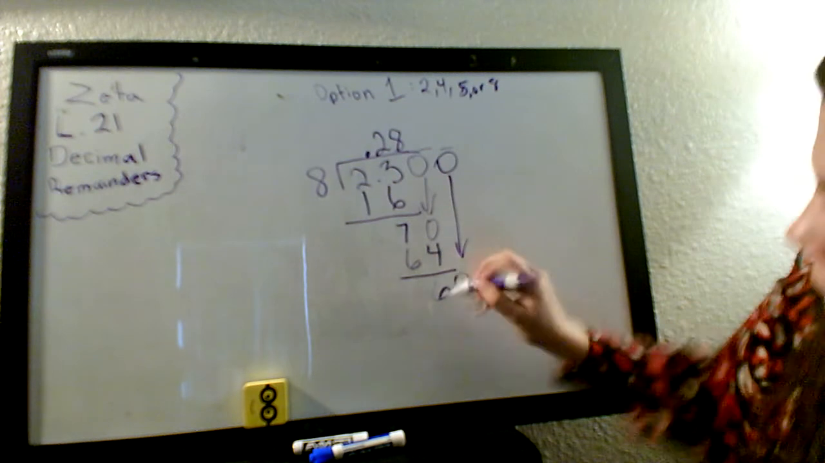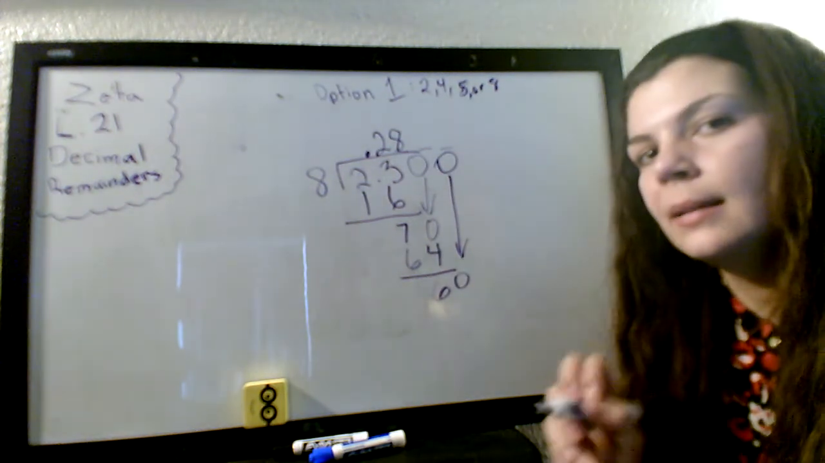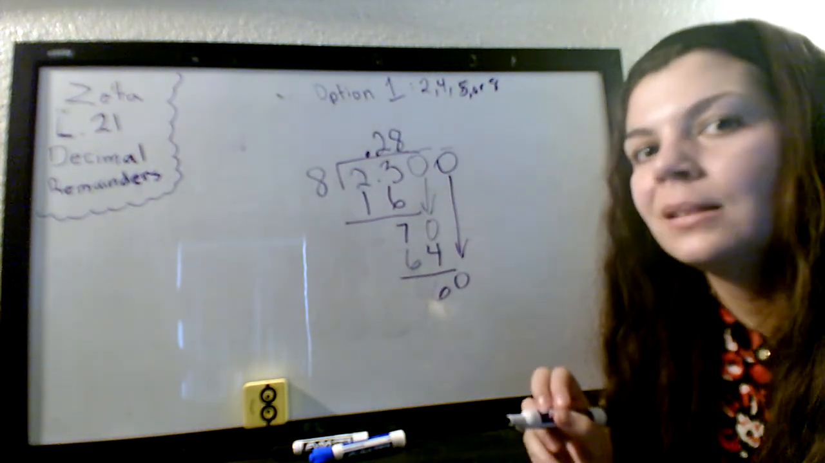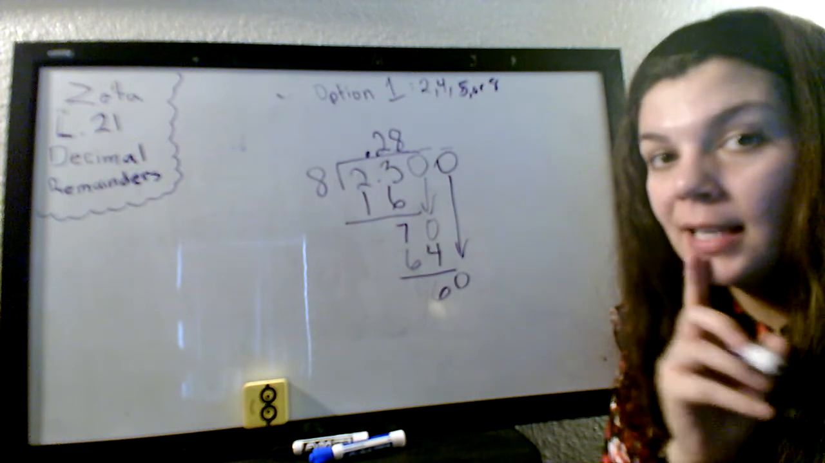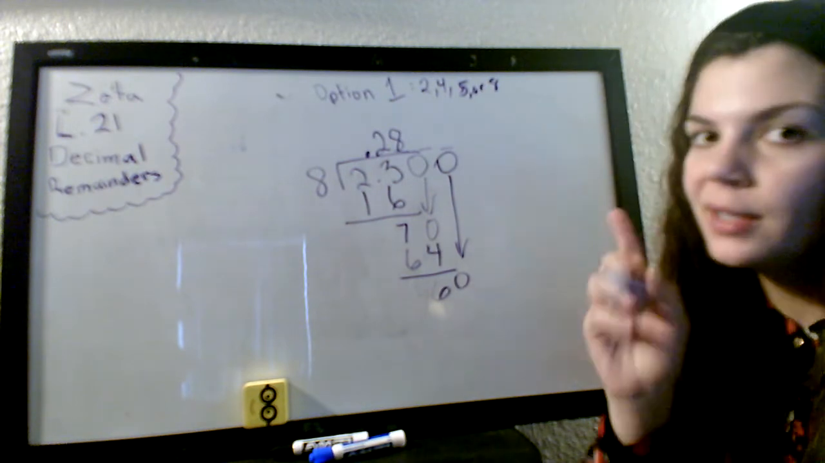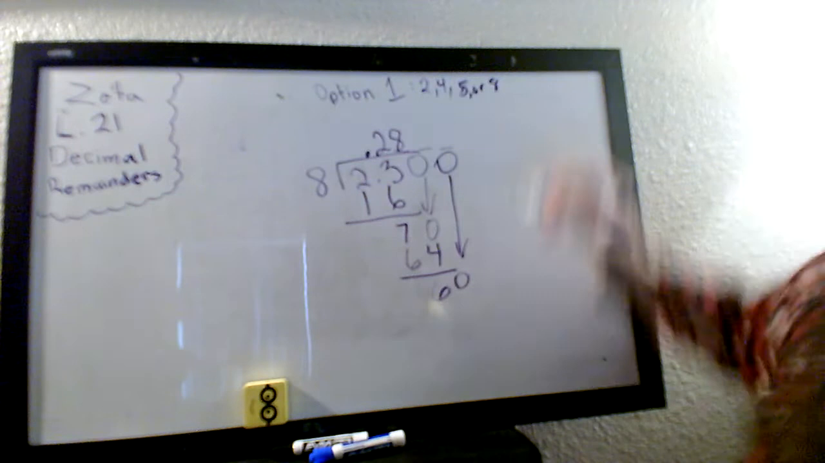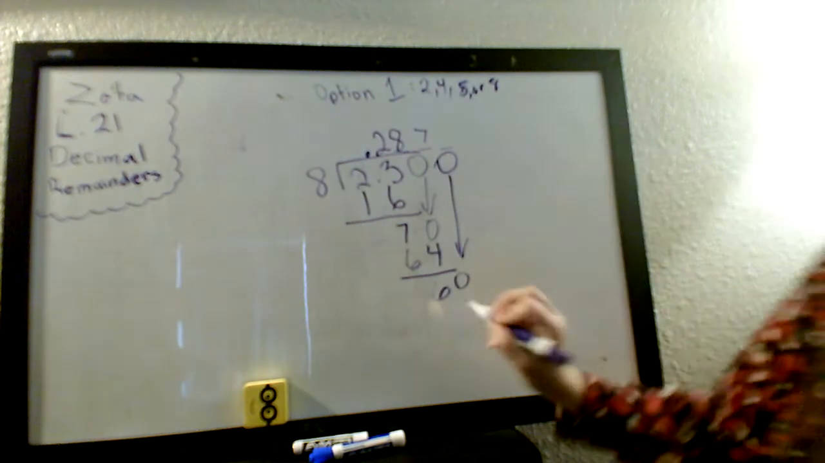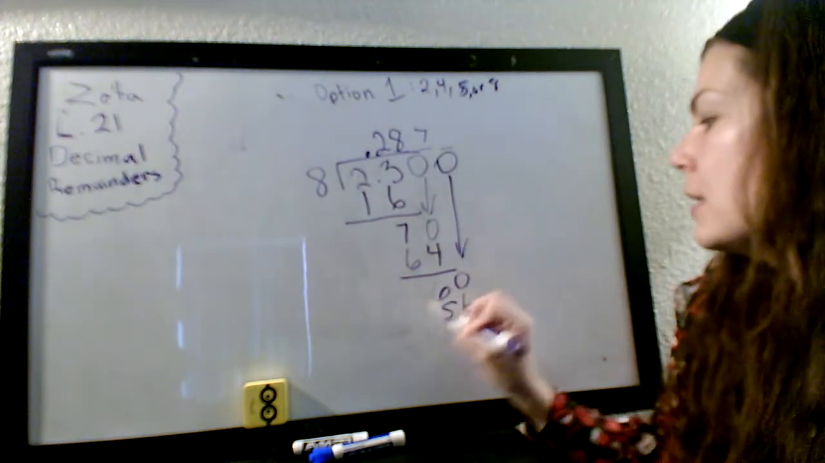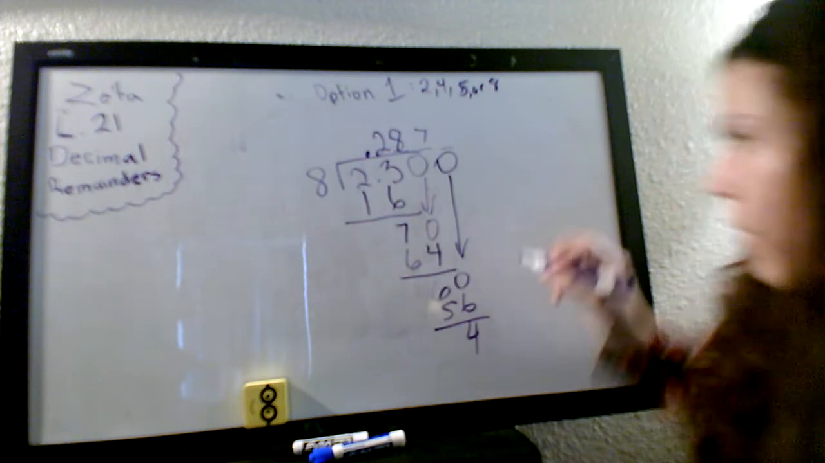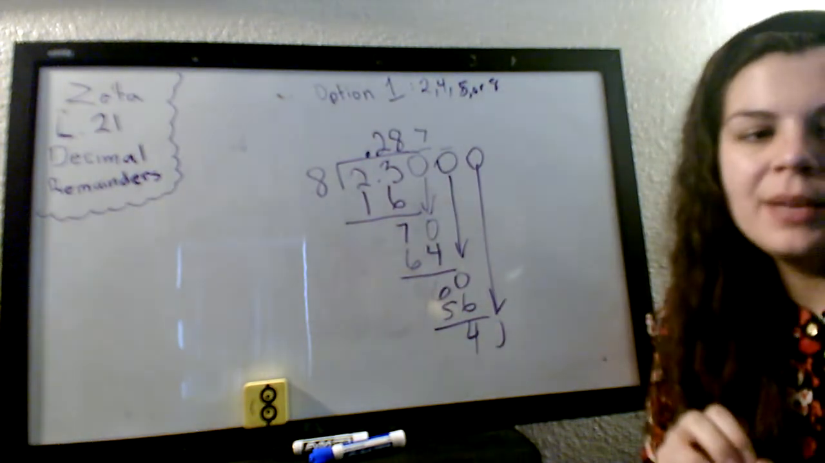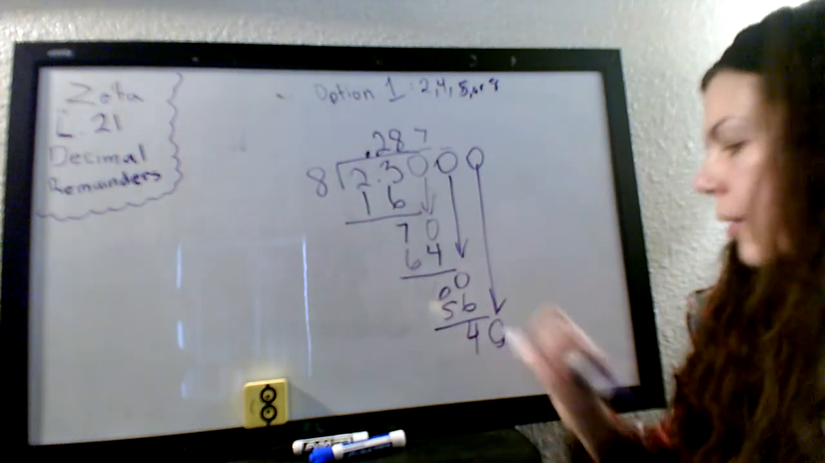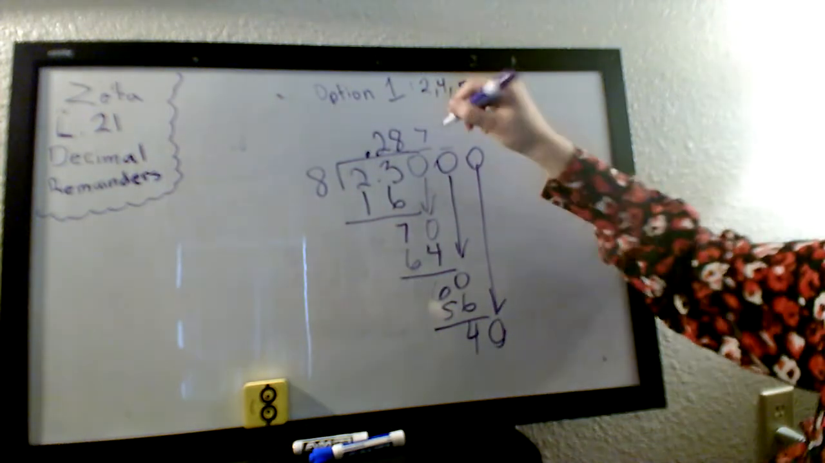Bring down my next 0. How many 8s go into 60? Let's see here. I said 8 times 7 is 56. 8 times 8 is 64. So 64 is too high. So we have to go 8 times 7 is 56. 4. I can drop my 0. Yay! How many 8s go into 40? 5. Yay! So we're done.